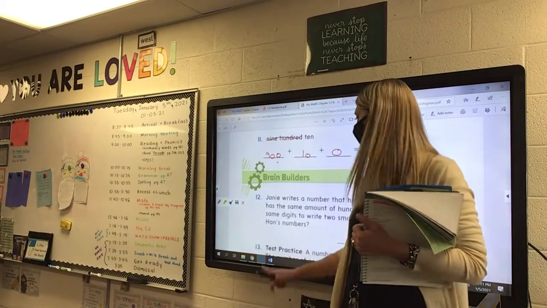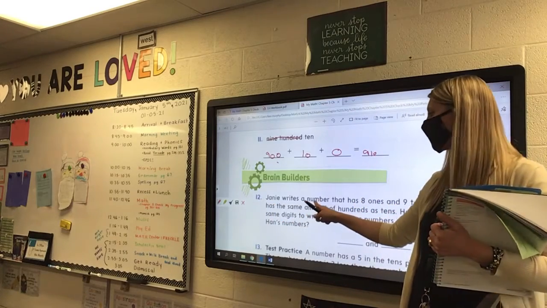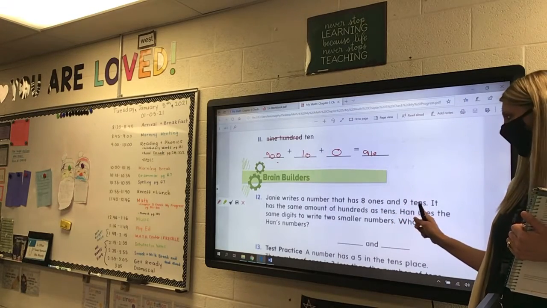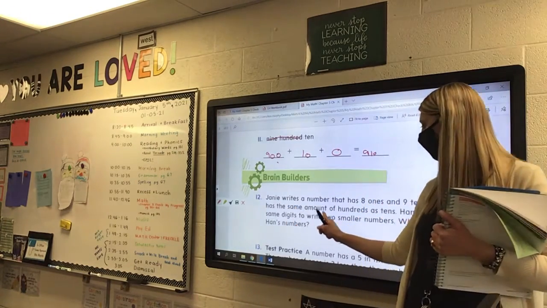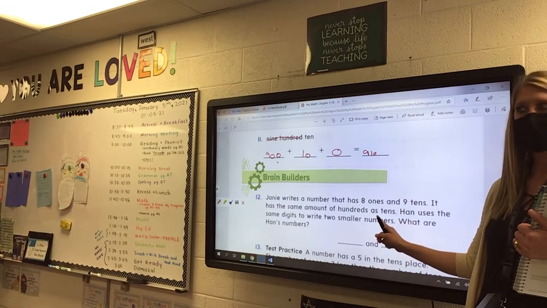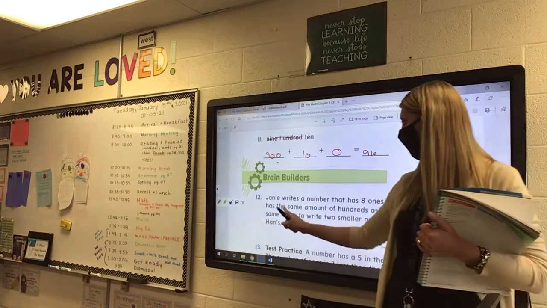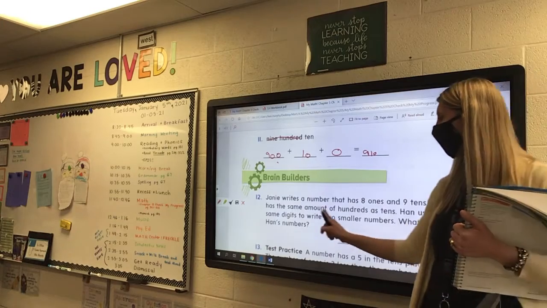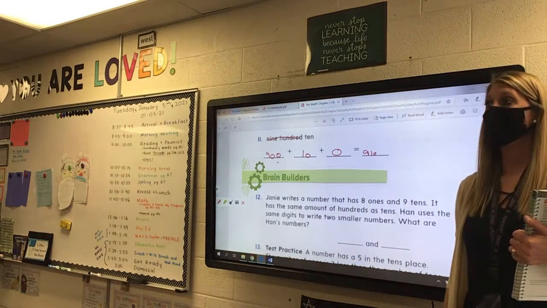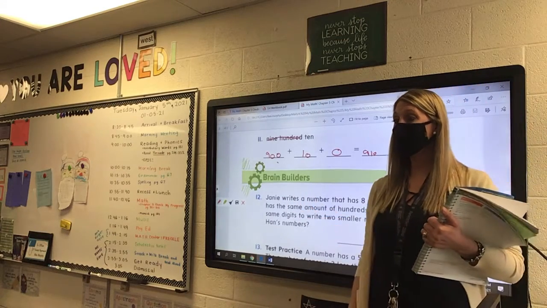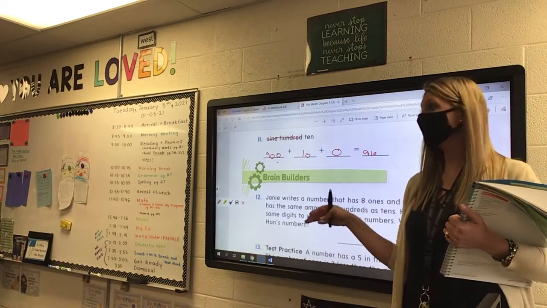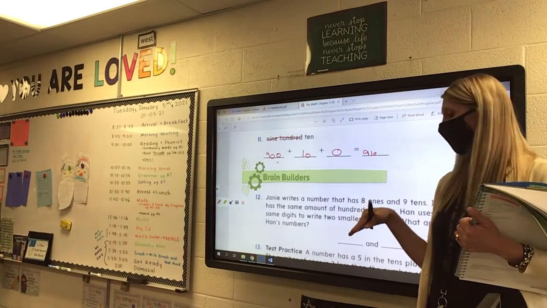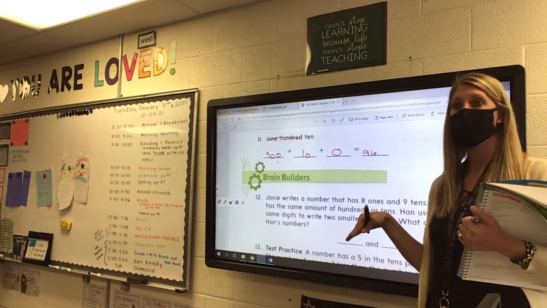All right. It says, Jamie writes a number that has 8 ones, 9 tens. It has the same amount of hundreds as tens. Han uses the same digits to write 2 smaller numbers. What are Han's numbers? We need to really build our brain on this because this has many steps. So Raylan, can you read the first sentence for us really slow and loud? Jamie writes a number that has 8 ones and 9 tens.